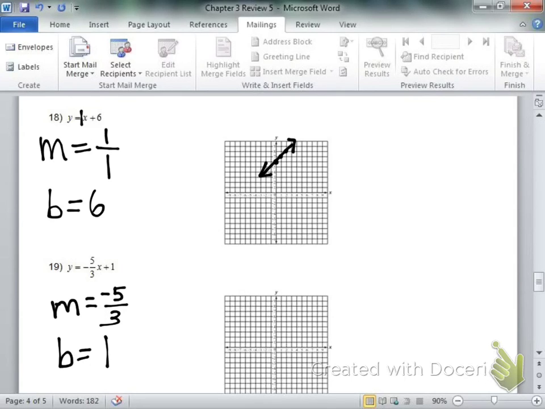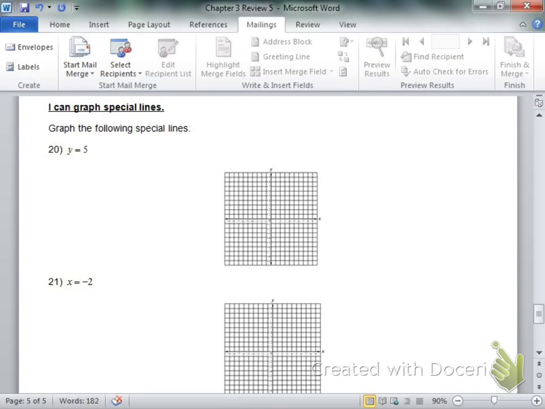So start at the 1, then what? Go down 5. 1, 2, 3, 4, 5. Over 3. 1, 2, 3. And those overs are to the right. And then down 1, 2, 3, 4, 5. So I'm getting a little bit off of my graph, but you should be able to get it all on yours. All right, any questions on graphing with M and B?